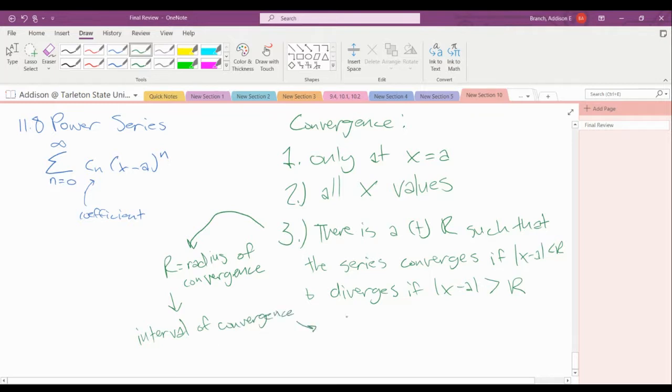And that is essentially just saying all x values. That's essentially just listing all x values that converge.